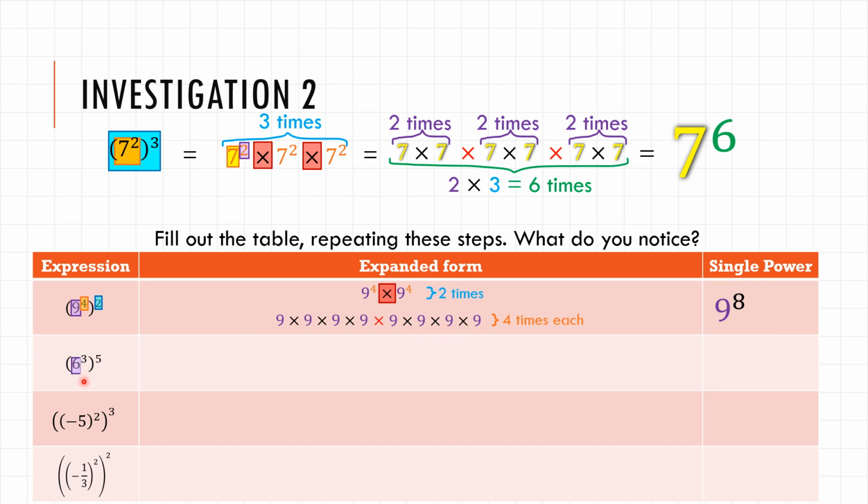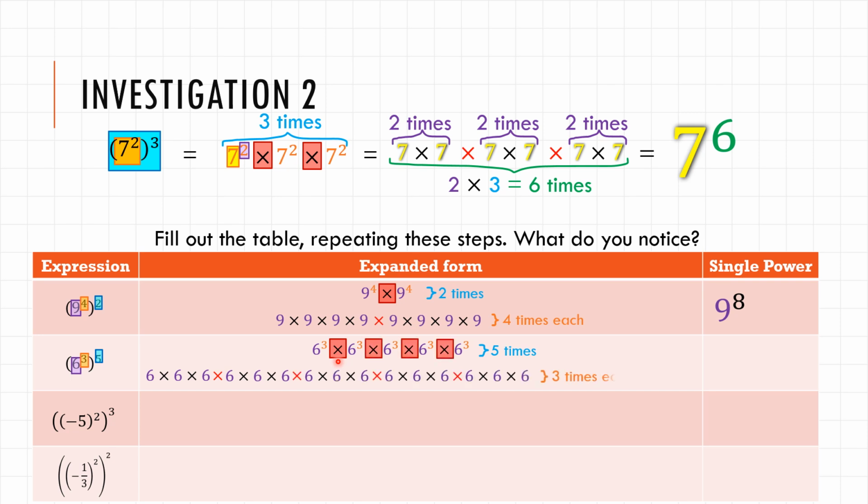Our second row here is 6 to the power of 3, and we multiply that by itself 5 times. Each of these powers is actually represented by 6 times 6 times 6, 6 multiplied by itself 3 times. So we're multiplying 6 by itself 3 times in each of these 5 groups. And in total, how many do we have? Well, if we have 5 groups of 3, that would be a total of 15 6s.